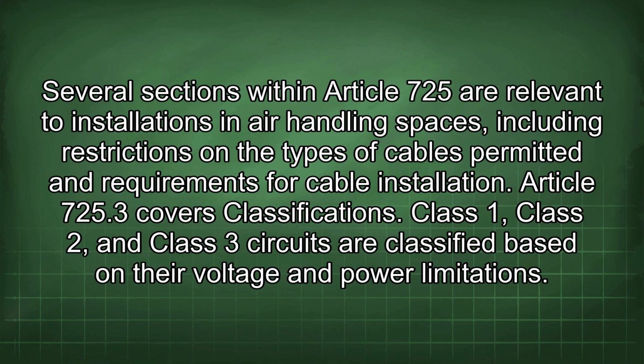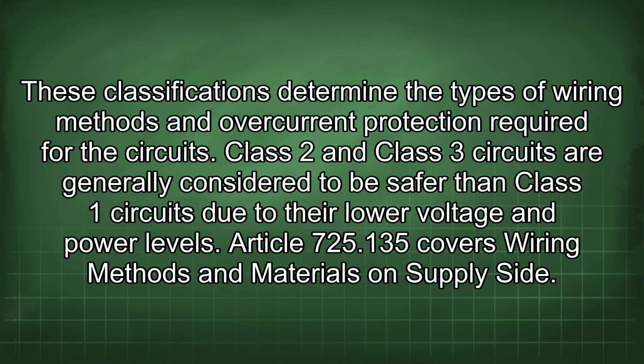Article 725.3 covers classifications. Class 1, Class 2, and Class 3 circuits are classified based on their voltage and power limitations. These classifications determine the types of wiring methods and overcurrent protection required for the circuits. Class 2 and Class 3 circuits are generally considered to be safer than Class 1 circuits due to their lower voltage and power levels.